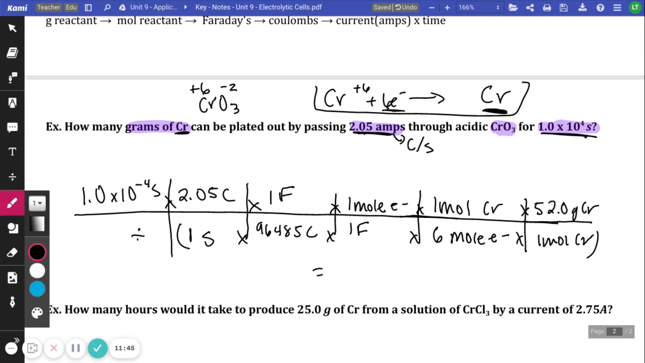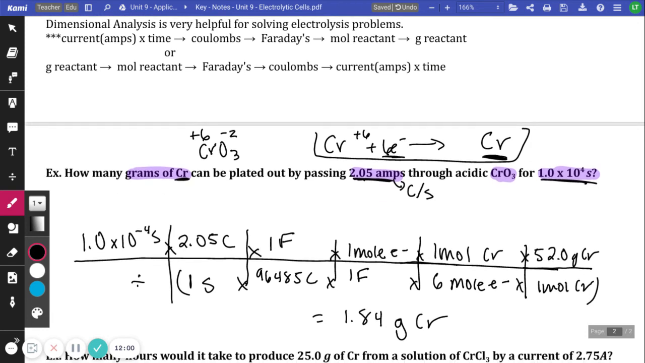And when I plug it in, I get that my answer is 1.84 grams of chromium. So you can see we started with time, and then we used our current, and then converted from coulombs to Faradays, Faradays to moles of electrons, and then used our chemical reaction of saying for every 6 moles of electrons, you can make 1 mole of chromium, and 1 mole of chromium weighs 52 grams. We get 1.84 grams of chromium as our answer there.